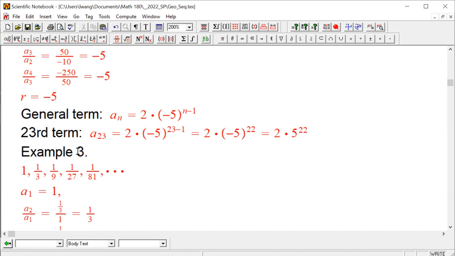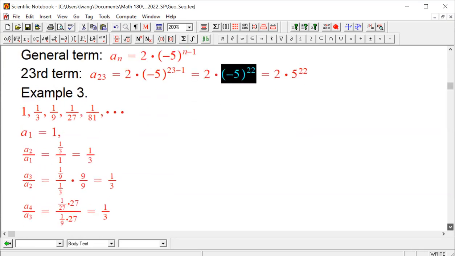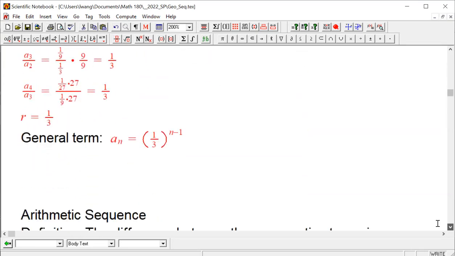Okay. And 5 to the power 22 is a very big number. So we can keep that form, but do not multiply 2 with 5. We have to do the power first and then multiply by 2. So that's the caution I wish to give you.